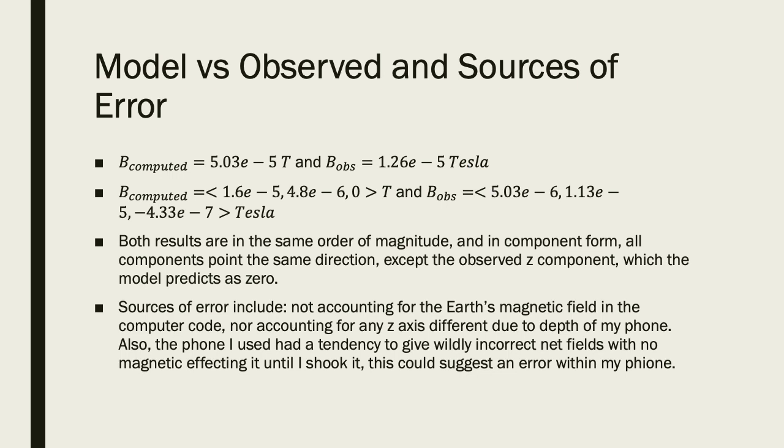From the computed and observed B values, we see that the computed was almost 5 times the magnitude of the observed. But both results are in the same order of magnitude, and when you break them down into component forms, all components are in the same directions, except for the observed z component, which was predicted as 0. The sources of error include not accounting for the Earth's magnetic field in the computer code, nor accounting for any z-axis difference due to the depth of the phone. Also, my phone had a tendency to give wildly incorrect net fields with no magnetic effect affecting it until I shook it, which could suggest an error within the phone.